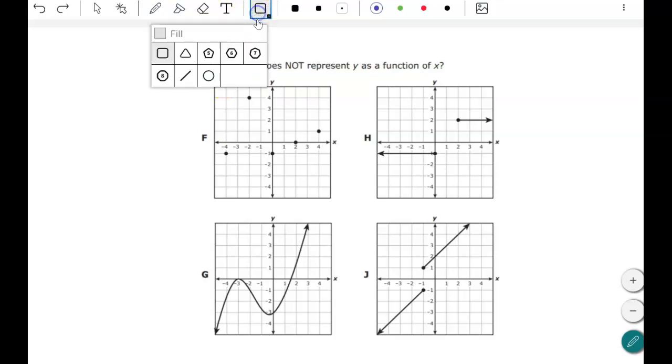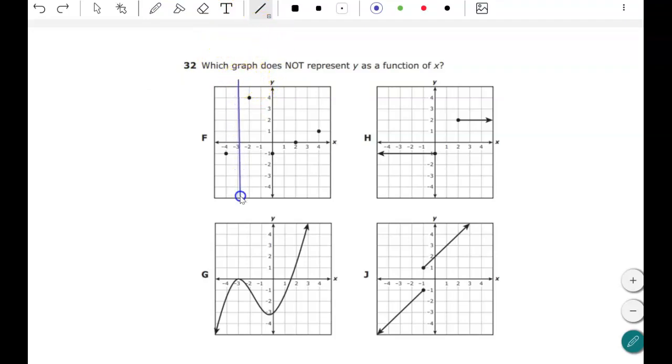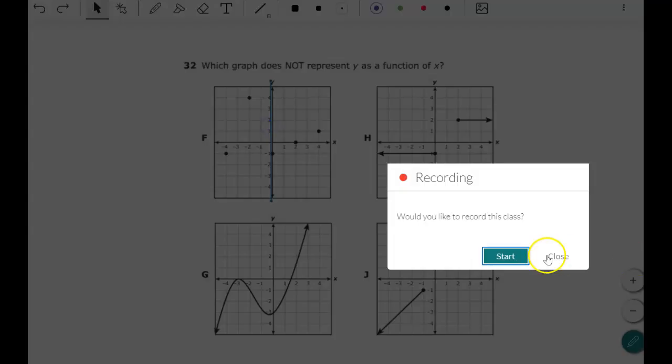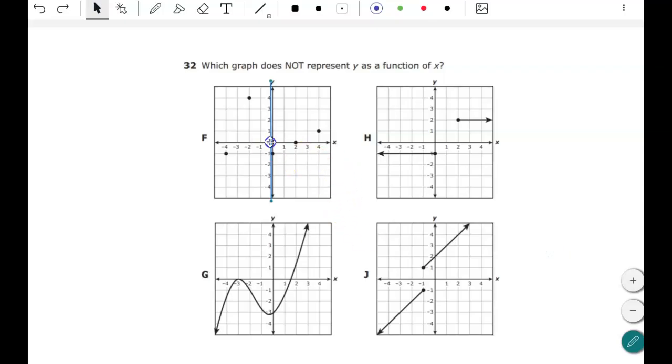Okay, so remember the vertical line test? You have to see if a vertical line passes through the graph more than once. Okay, and this is just separate points, so it just hits it one time all the way across. So that is a function. Right here, it's one time, all the way across. So that's also a function.